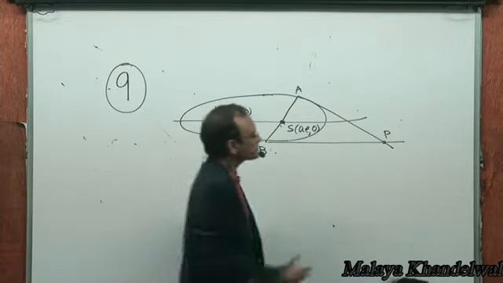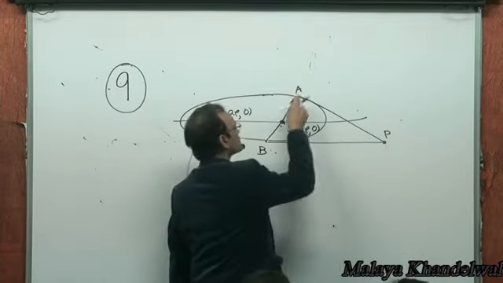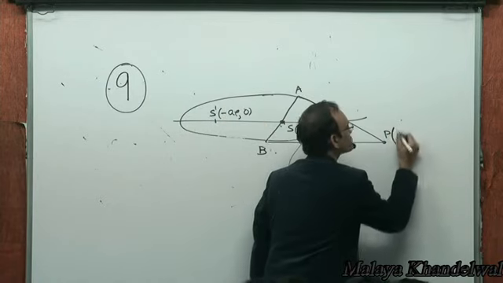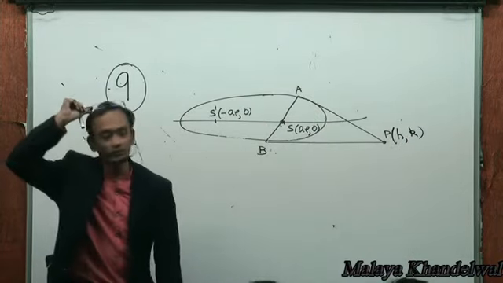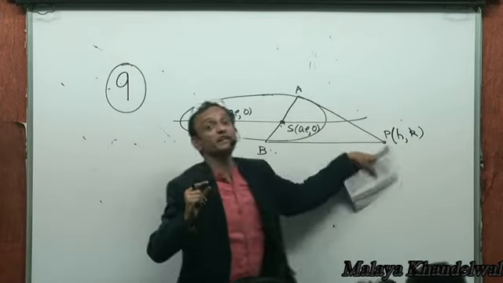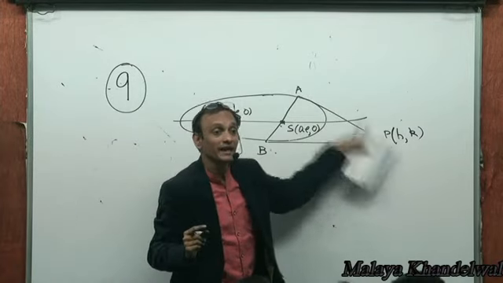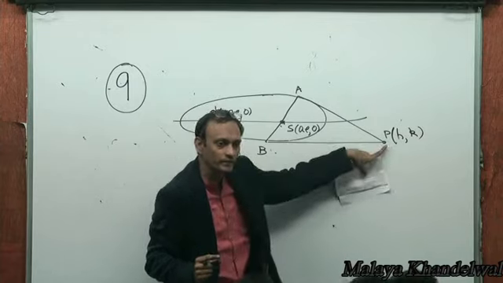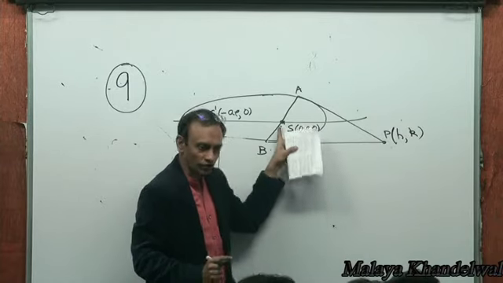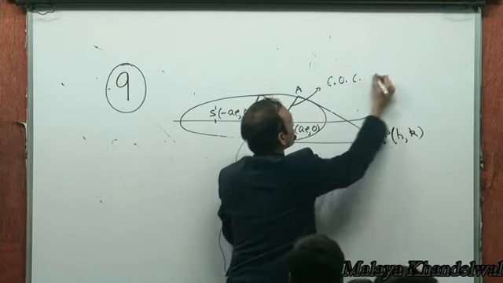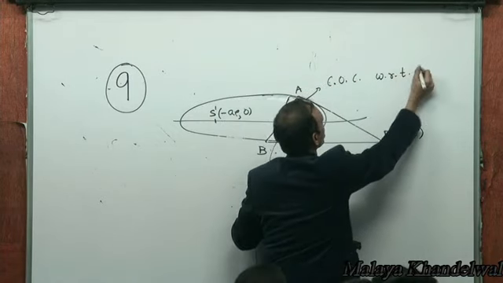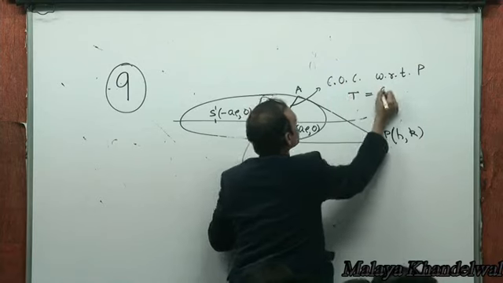Clear? So at any given time, let's say this is a variable focal chord, then this is the moving point P with coordinates (h, k), right? Then the equation of AB will be T equal to 0 in terms of P. AB is the chord of contact with respect to P, isn't it? And its equation is going to be T equal to 0.